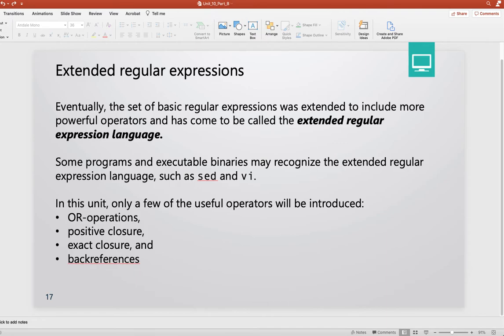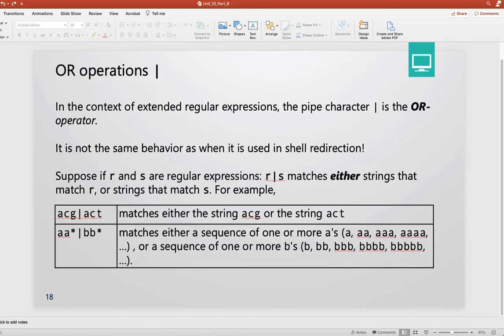Eventually, this set of basic regular expressions was extended to include more powerful operators and came to be called the extended regular expression language. Some programs and executable binaries may recognize the extended regular expression language, such as VI and SED. In this unit, only a few useful operators will be introduced. The first one is the OR operation, the vertical bar.